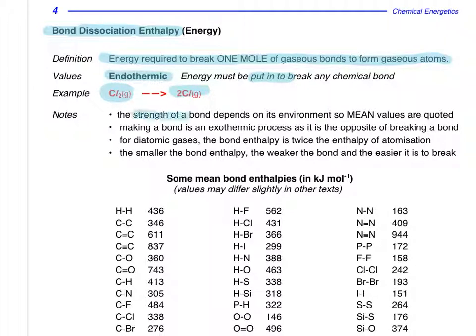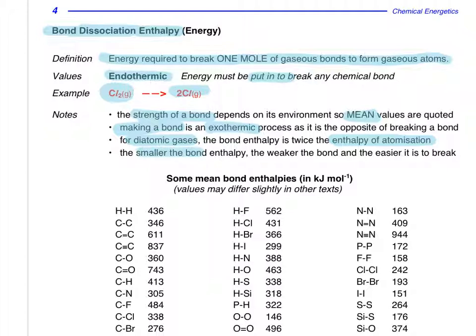The strength of that bond depends on its environment, so that's why we give a mean value, an average value, because a carbon bonded to a hydrogen would be slightly different in different environments. If you make bonds, then that is exothermic, that's the opposite of breaking a bond. And we have something called the enthalpy of atomization, which is where you form just 1 atom. And if you have a diatomic gas, then you're obviously forming 2 atoms. So the bond enthalpy is twice the enthalpy change of atomization.